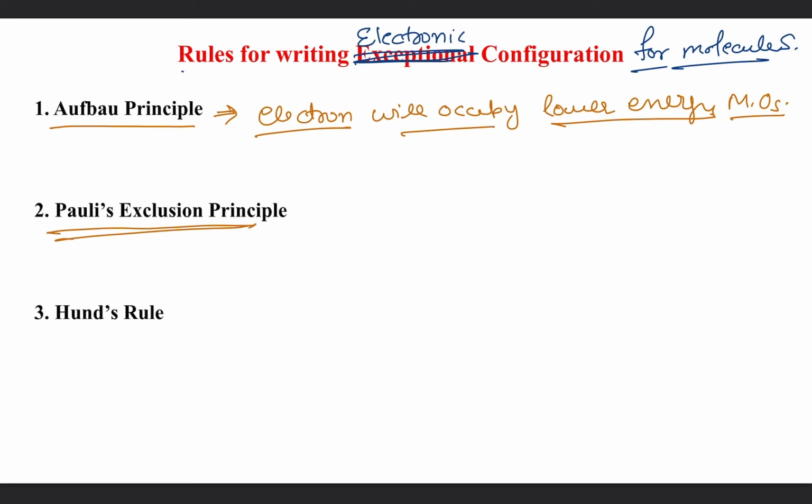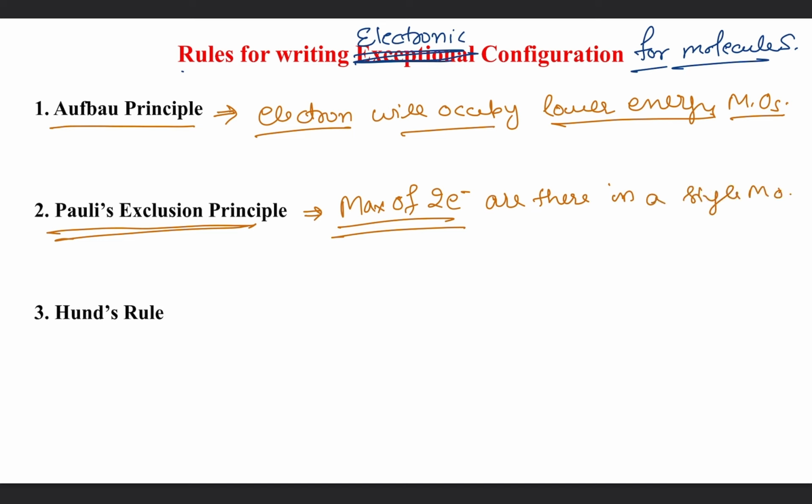Then is Pauli's exclusion principle. In this, a maximum of 2 electrons can be there in a single molecular orbital. That means if you have a molecular orbital, it can have either 1 electron or 2 electrons, it cannot have more than 2 electrons.